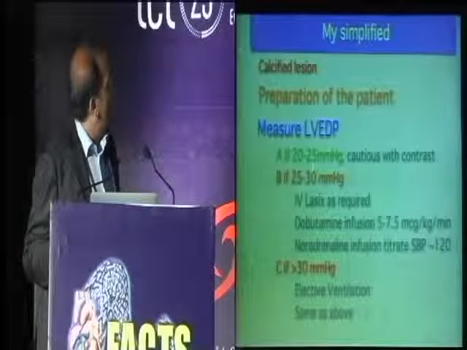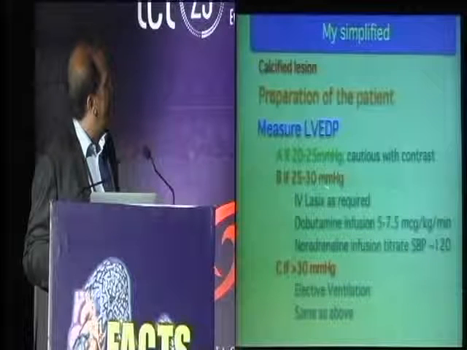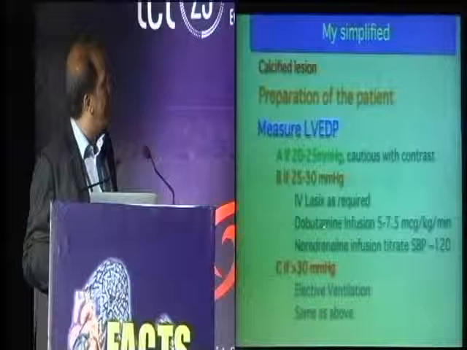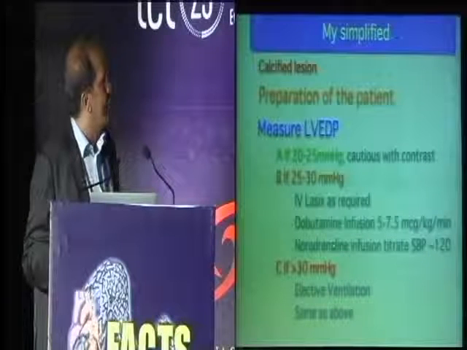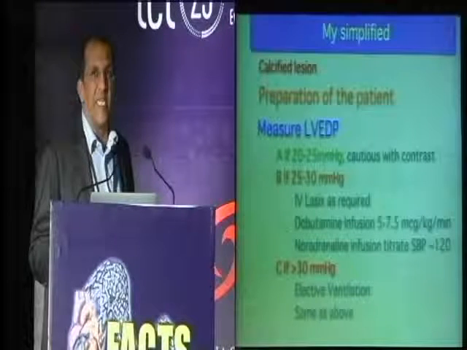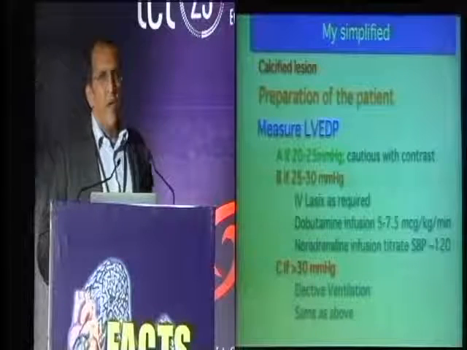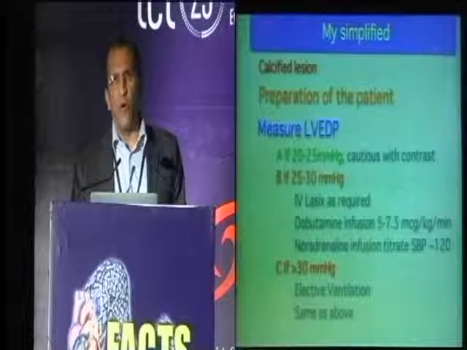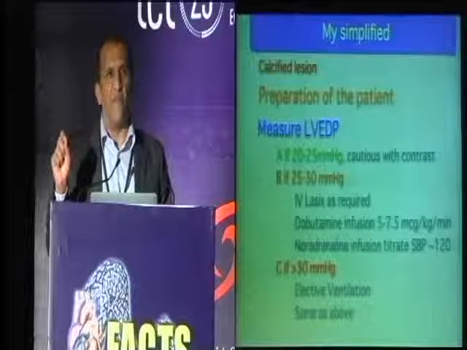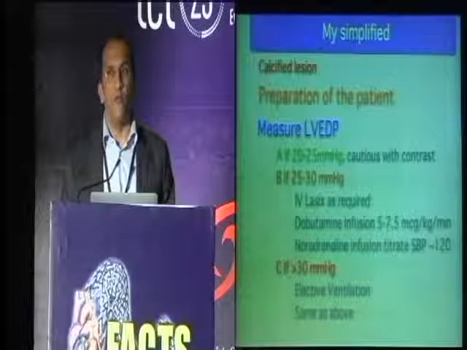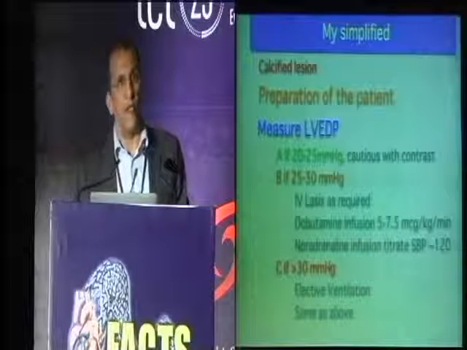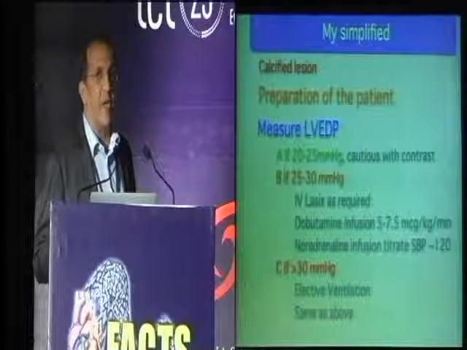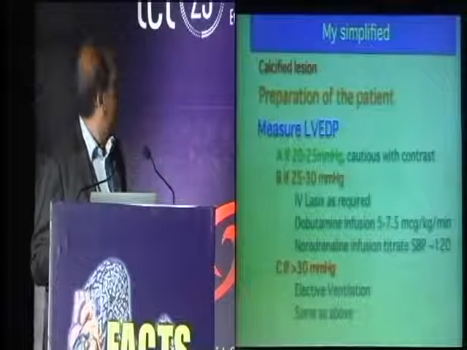If it's 25 to 30, we give intravenous Lasix as required, but this patient would then have dobutamine and noradrenaline infusion to maintain a systolic pressure of 120 at the end. Beware that when you start noradrenaline on these patients, you've got to monitor them and look at their toes every day. If you start seeing any cold toes with bluish duskiness, then you've got to stop and taper noradrenaline quickly, otherwise you start getting ischemic end-arterial damage to the toes.